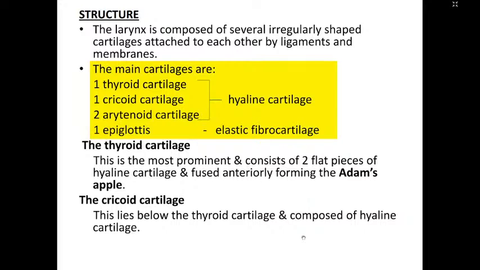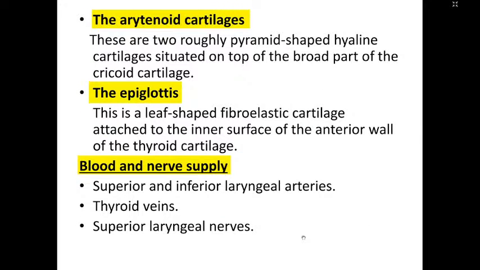Then there is a cricoid cartilage. It lies below the thyroid cartilage, and it is hyaline in structure. You must have done this in your anatomy. So arytenoid cartilages are two pyramid-shaped hyaline cartilages. They are situated on top of the broad part of the cricoid cartilage.